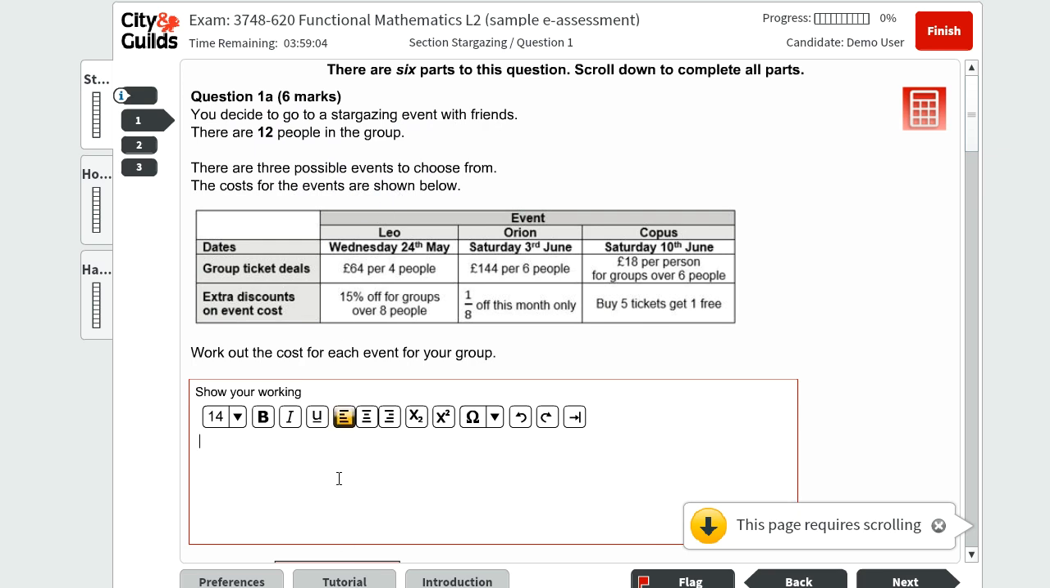Now, in the actual exam, you may not have time to put all of the information down in your show working box. So we'll write Leo so that we can separate one from the other. They're telling us that for 4 people the cost is £64, and it's 15% off for groups over 8 people. As there are 12 people in our group, we qualify for the 15% discount.